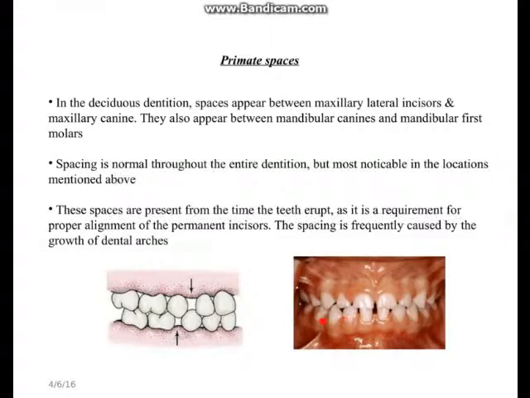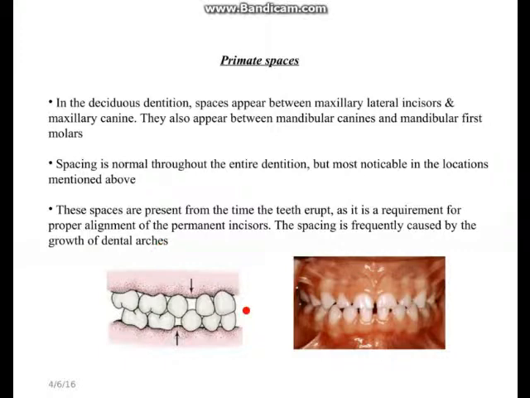But in this case, it's an overall spacing, which is pretty normal. Spacing is normal throughout the entire dentition, but most noticeable in the locations mentioned above, right? Now, why are these spaces there? These spaces are present from the time the teeth erupt, as it is a requirement for proper alignment of the permanent incisors. The spacing is frequently caused by the growth of the dental arches.